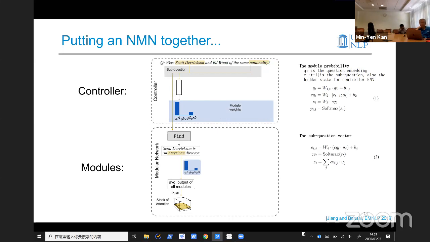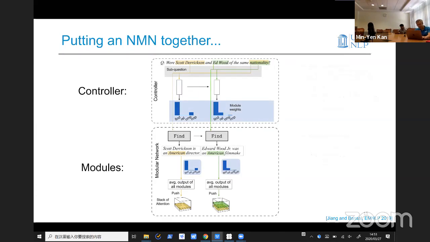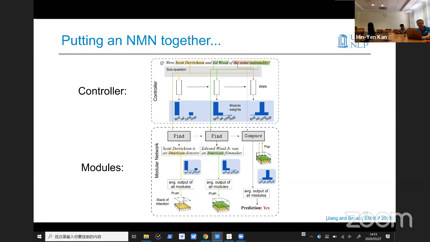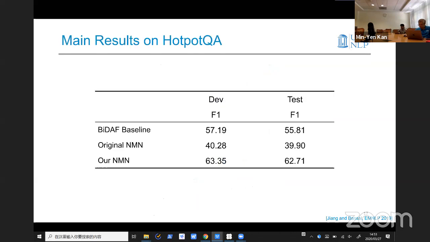Yeah, so you can see that in the first step, the RNN controller focused on these two words, the score and the nationality. In the second step, it focuses on the attribute and the nationality. In the third step, it focuses on the same. I think it makes a lot of sense, at least for this example. And when they use these neural module networks, their performance is significantly better than the baseline.